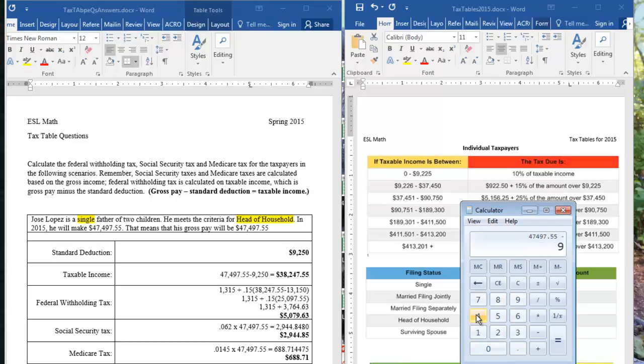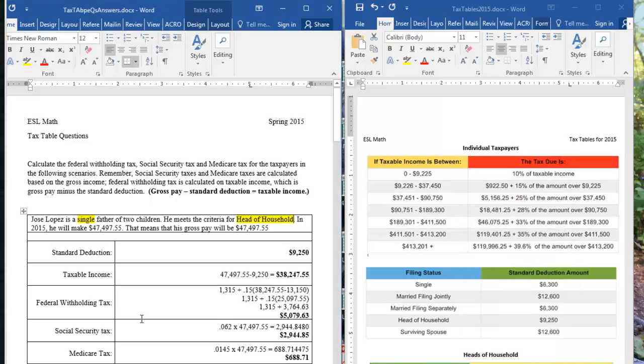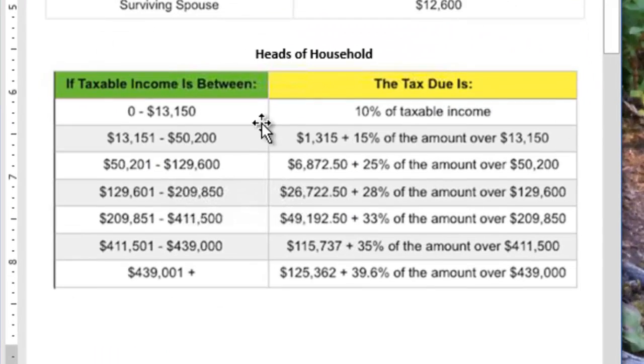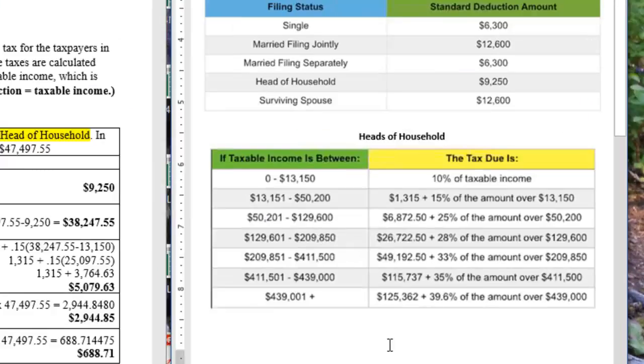So 47497.55 minus 9250, and there we get his taxable income of $38,247.55. So now when I look for his federal withholding tax, I need to find the correct table. This one is for individual taxpayers. So I need to come over here and go down to the table that says head of household. And here it is. This is the table we're looking for.